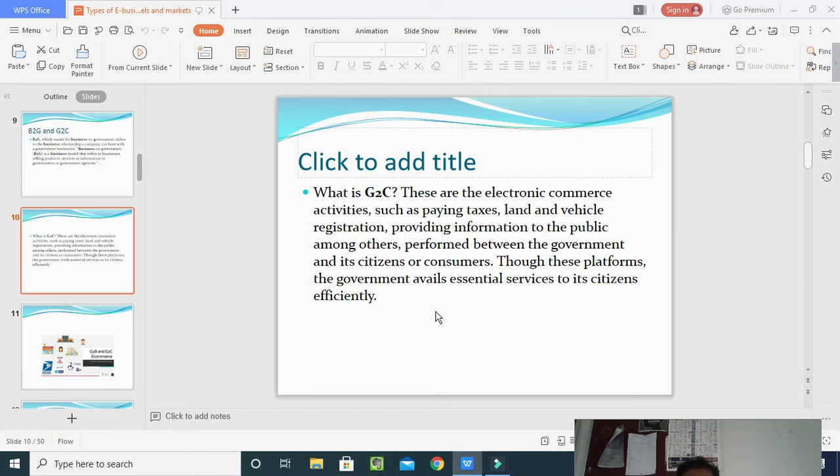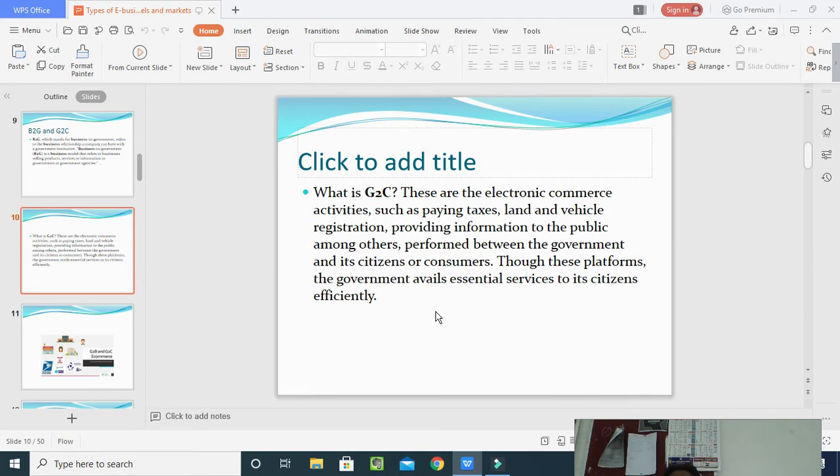What do you mean by G2C? These are the electronic commerce activities such as paying tax, land and vehicle registration, providing information to the public, among others, performed between the government and citizens or consumers. Through these platforms, the government provides essential services to its citizens effectively and efficiently.